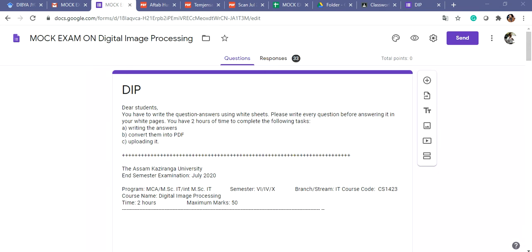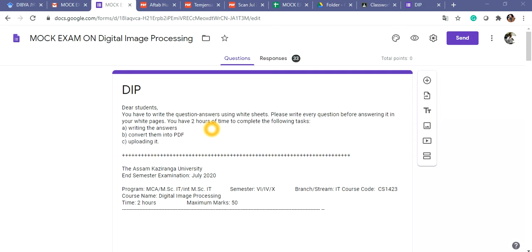So today, that is on 27/07/2020, I have conducted one mock exam on digital image processing, and that is of the type open book examination. Means you have been provided some questions. They have been designed as part of Bloom's pyramid level of standards, and you have been given 2 hours of time to answer the questions on blank sheets, your handwritten answers, and then you need to submit the answers by converting them into a PDF copy.